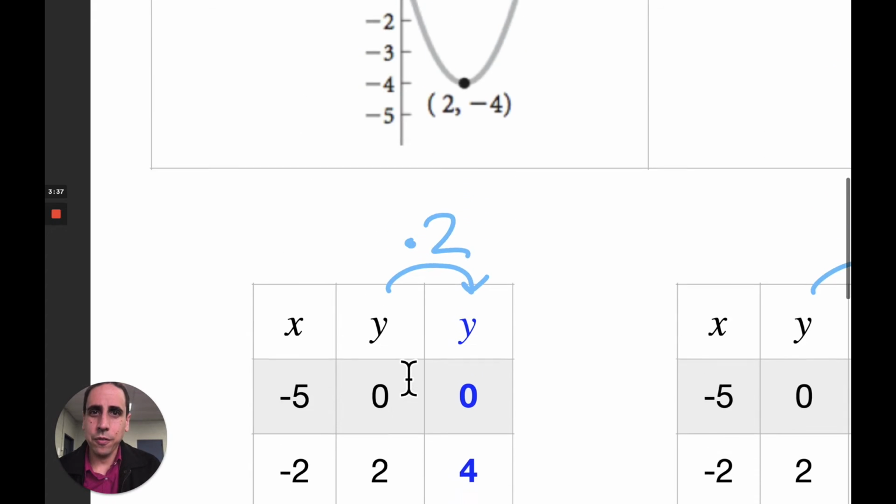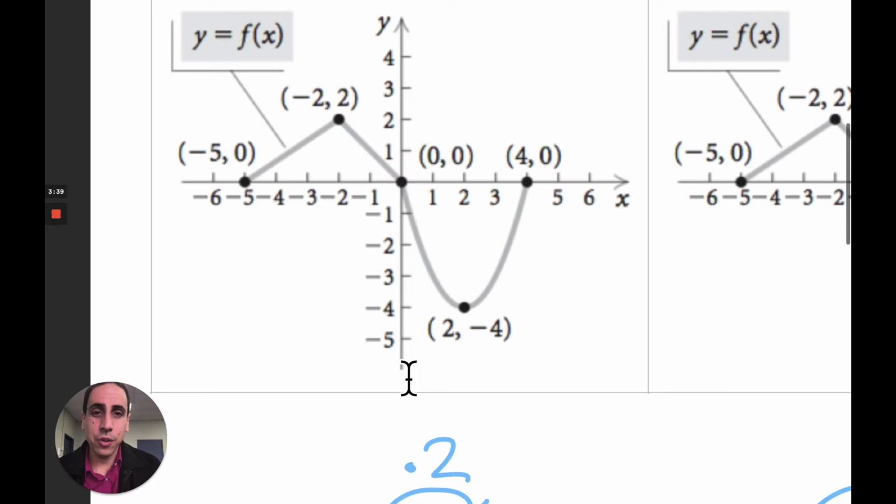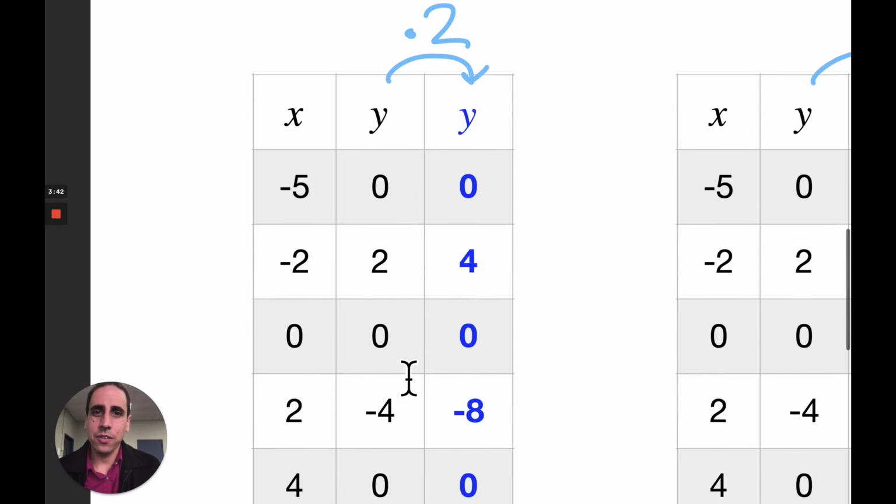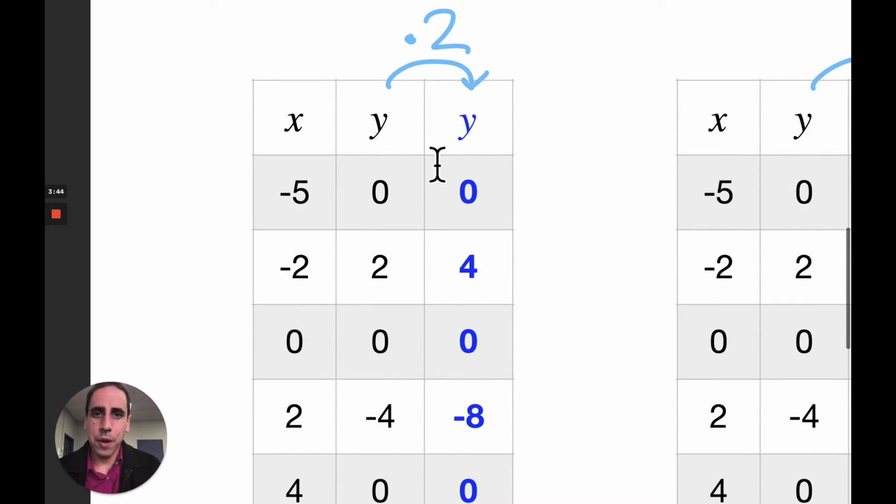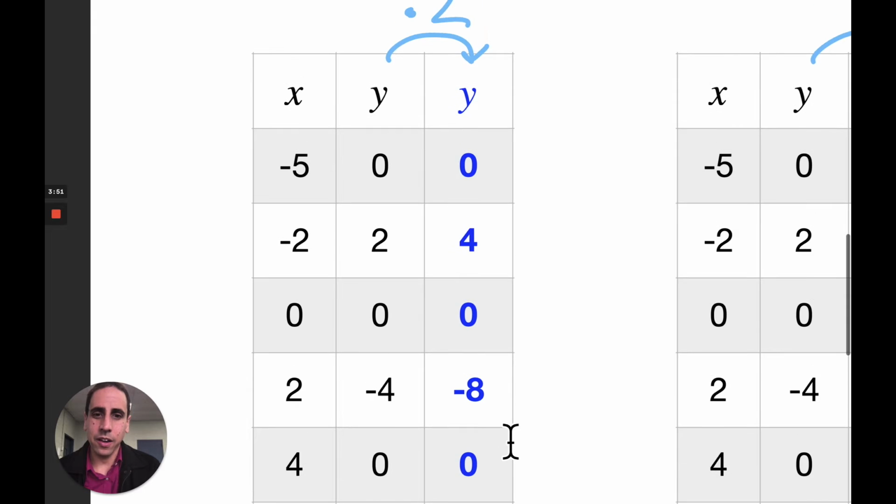Now, if we're going to do a vertical dilation by a factor of 2, that means we have to take all the y values and multiply them by 2. So I'm going to write my new y values here. 0, 2 times 2 is 4, 0, -4 times 2 is -8. You can see I get all my new y values.